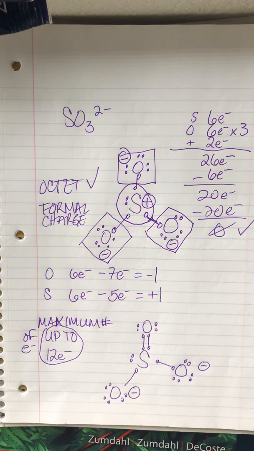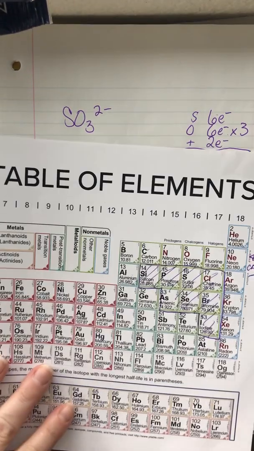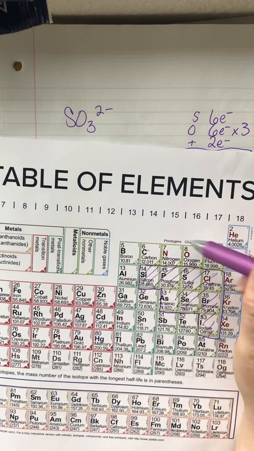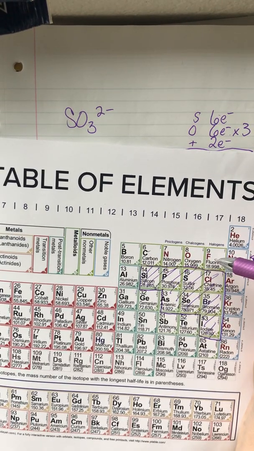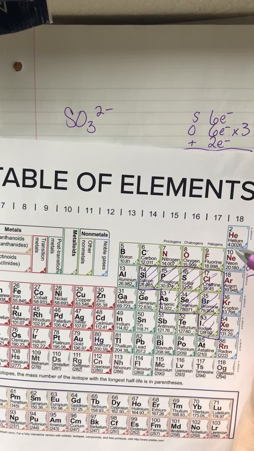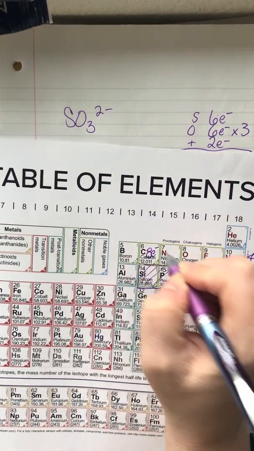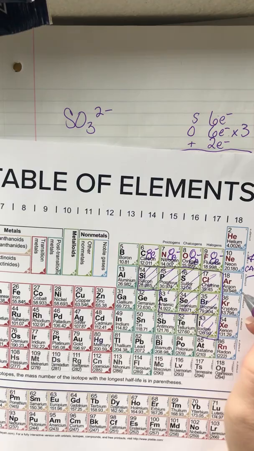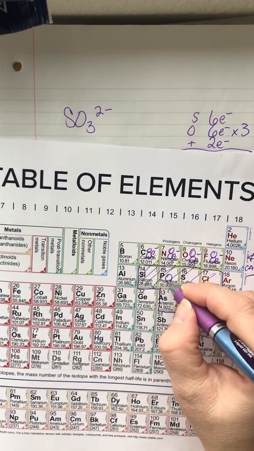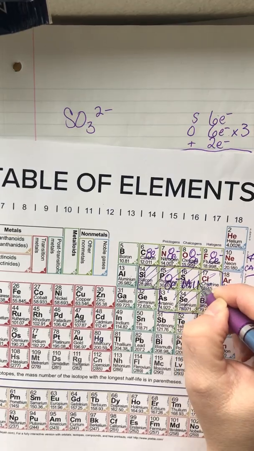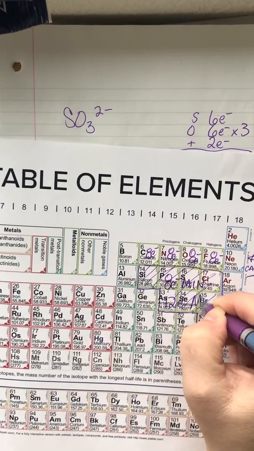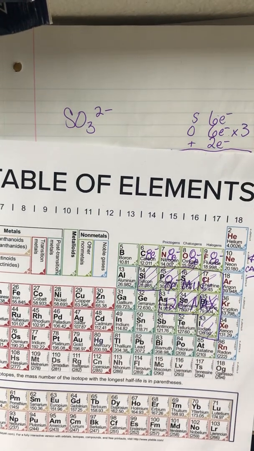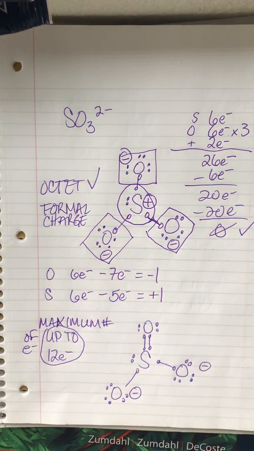For some elements, the ones in row 2, these 4, they're never allowed to exceed the octet rule, which means that 8 is their maximum. But any of these can have 8 minimum and 12 max. It's ugly and you can't see it, but whatever. Does that make sense, guys? Yes. Cool.